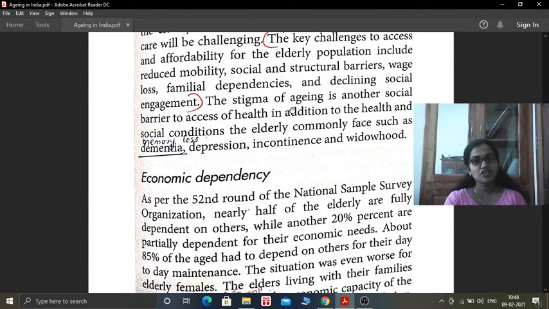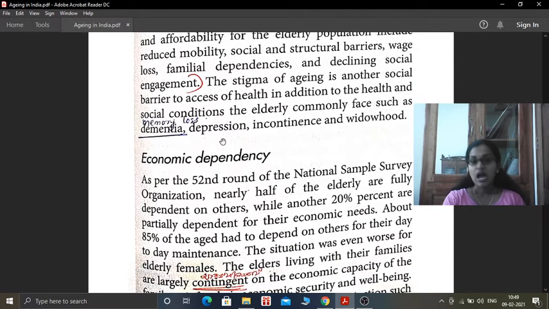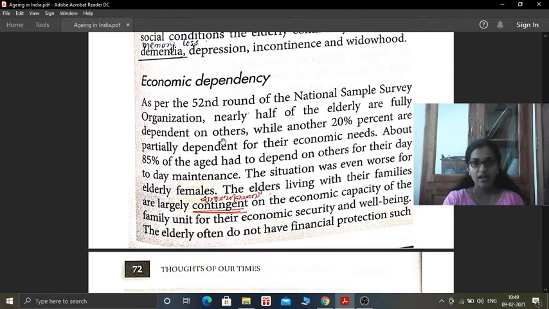The stigma of aging is another social barrier to access of health, in addition to the health and social conditions the elderly commonly face, such as dementia, depression, incontinence and widowhood. So these are the main problems that have been identified in the elderly people. Please note it down. And the final point discussed by Abhay in the essay is economic dependencies.